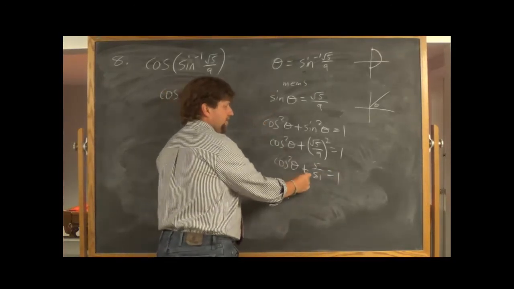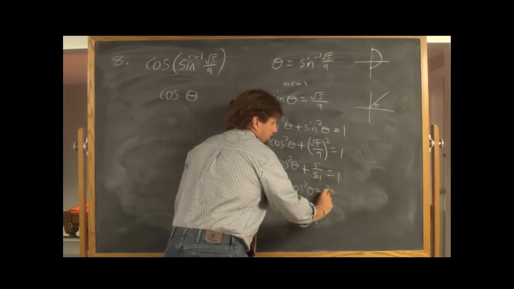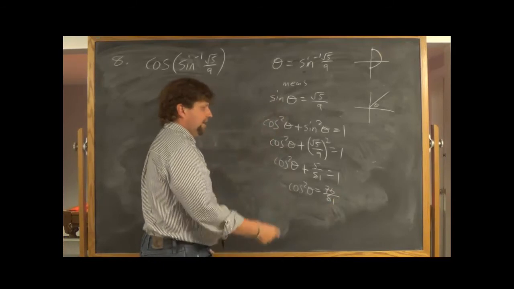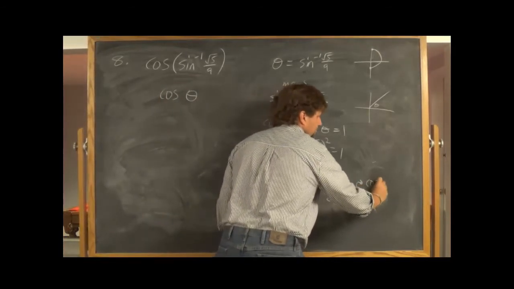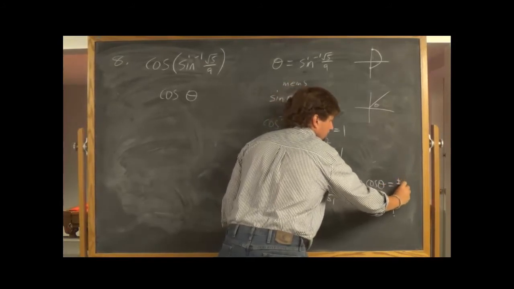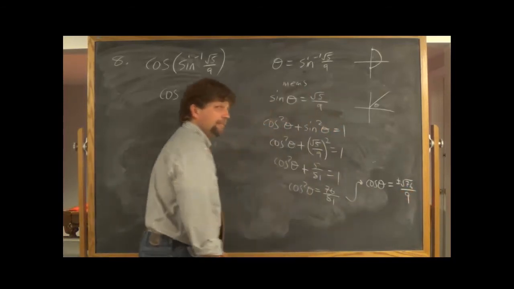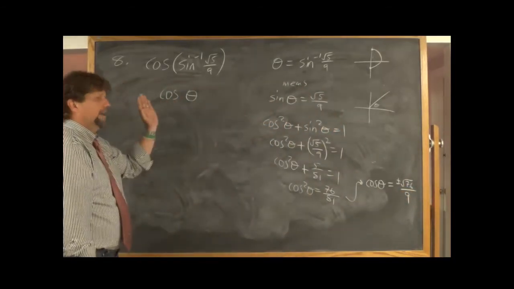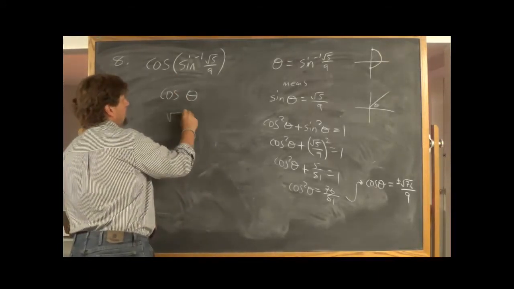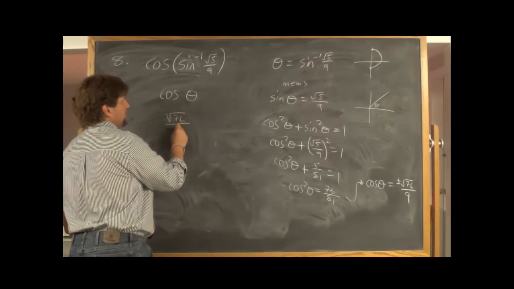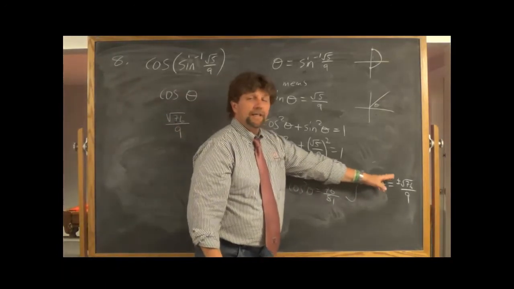And then when I subtract 5 over 81 from both sides, I get 76 over 81. And then when I take the square root of both sides, I get cosine theta equals plus or minus the square root of 76 over 9. But my answer is that the cosine of theta, my answer here is the positive one, square root of 76 over 9. How do I know to use the positive one and not the negative one?